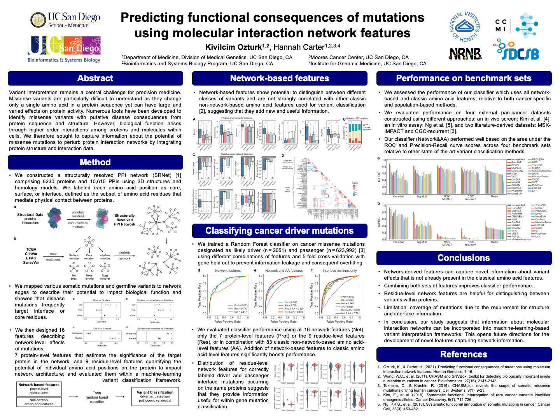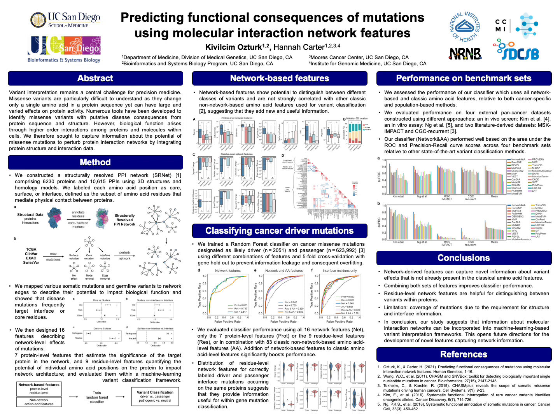However, biological function arises through higher order interactions among proteins and molecules within cells. We therefore sought to capture information about the potential of missense mutations to perturb protein interaction networks by integrating protein structure and interaction data. Firstly, we constructed a structure-resolved PPI network, called here SRNet, comprising more than 6,000 proteins and 10,000 PPIs using 3D structures and homology models.